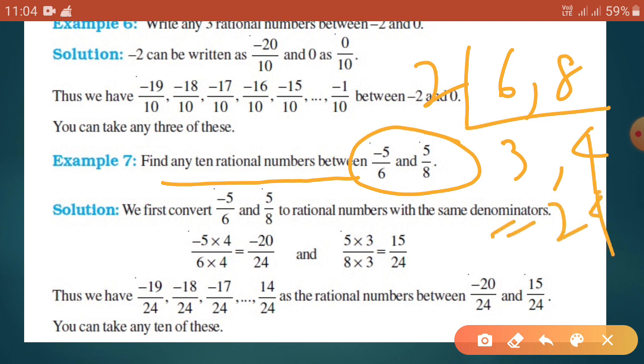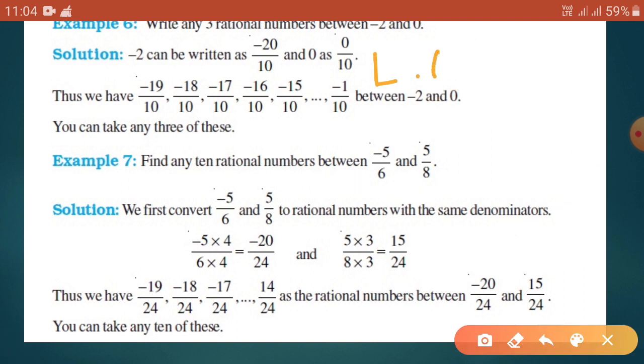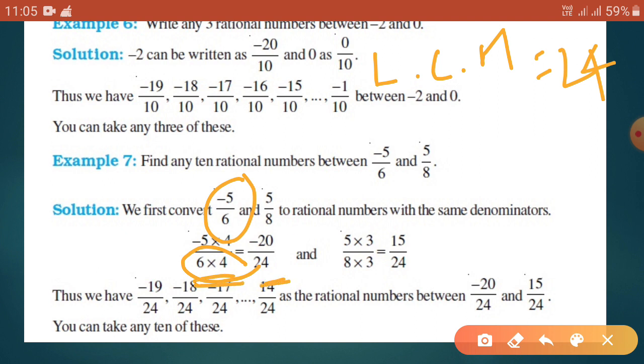So the LCM is 24. Okay, as the LCM is 24, we have to make the denominator 24 on both sides. So how to do that? Here the first number is minus 5 by 6. If we multiply by 4 in the denominator and the numerator, we will get denominator 24 and numerator minus 20.